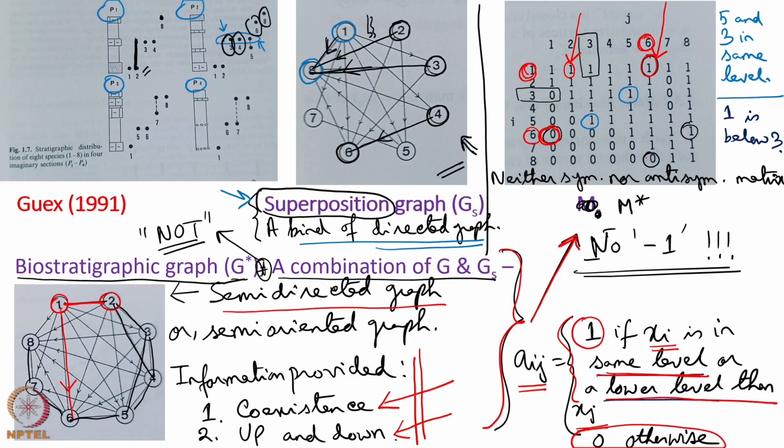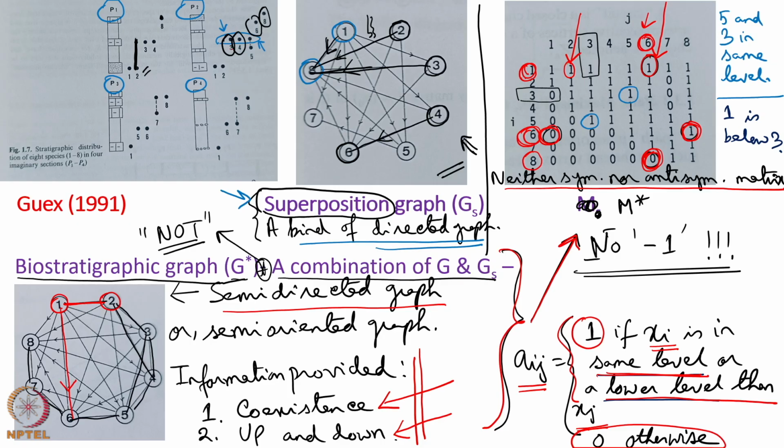Let us take another number here, 0 and 1, try to understand. The taxon 8 lies above 6. So, we have put here a 0, but if I take 6, taxon 6 lies below 8. So, I have given here a 1. If you observe carefully, it is neither a symmetric matrix nor an antisymmetric matrix, at least in this particular case.